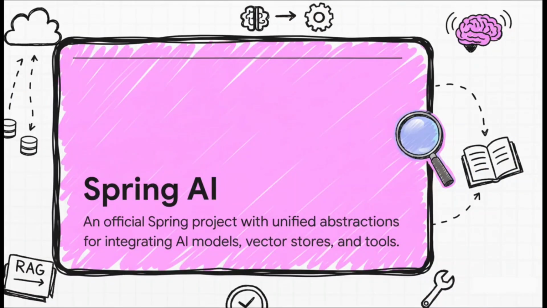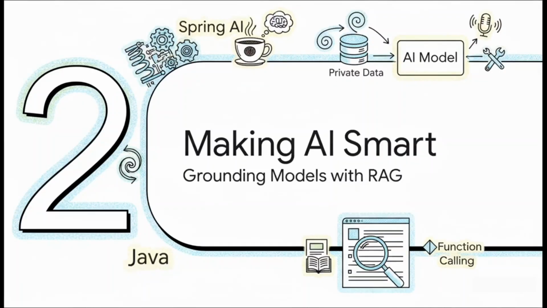So what is it exactly? It's an official Spring project, and its whole job is to give you one single, consistent way to program against all sorts of AI tasks. This means you get to focus on building amazing features, not on the low-level plumbing of just trying to connect to different AI providers. But here's the thing.